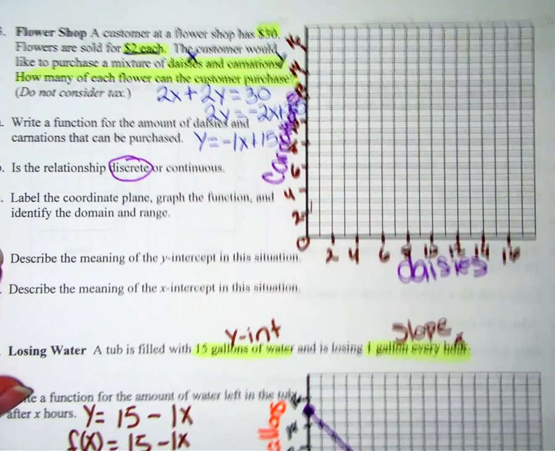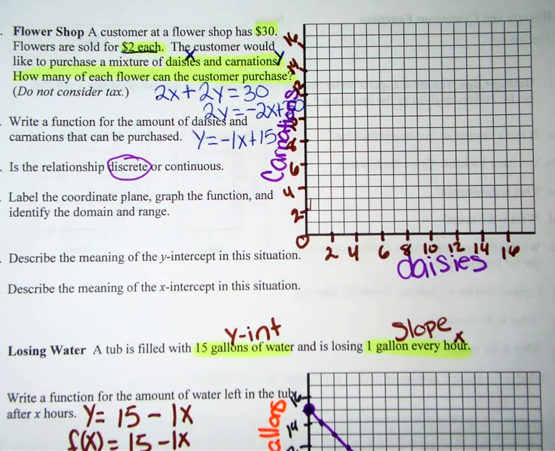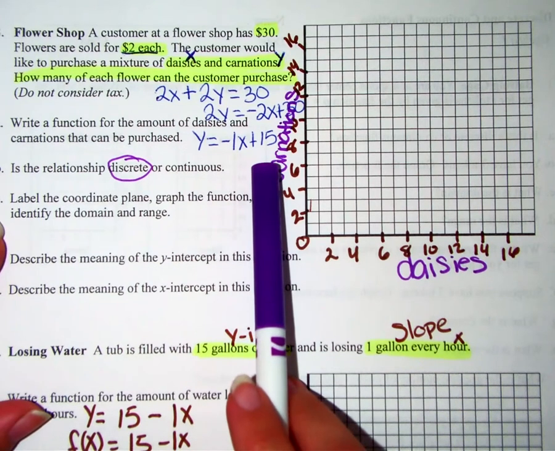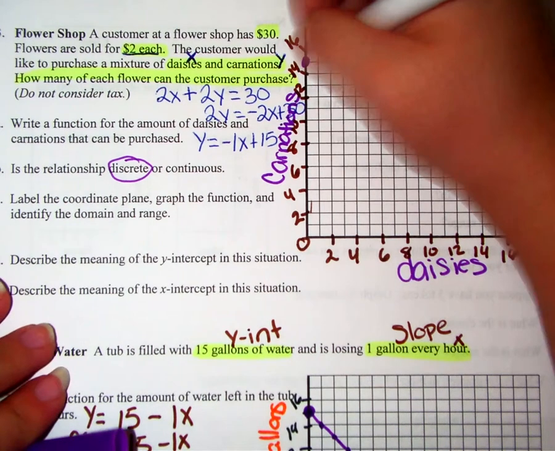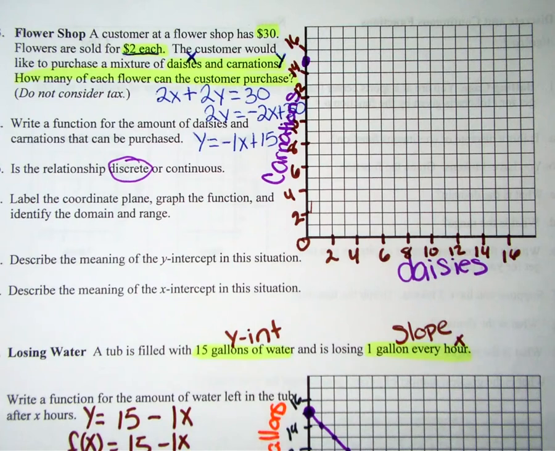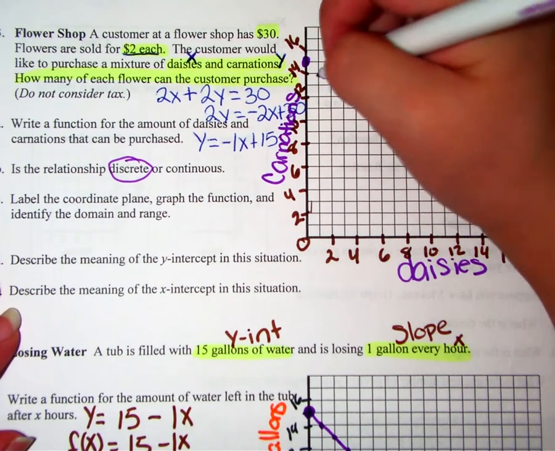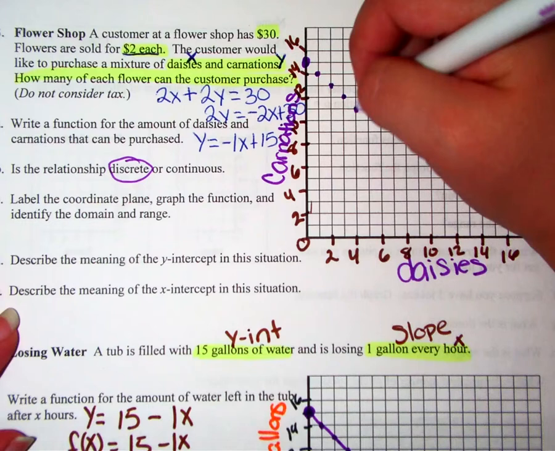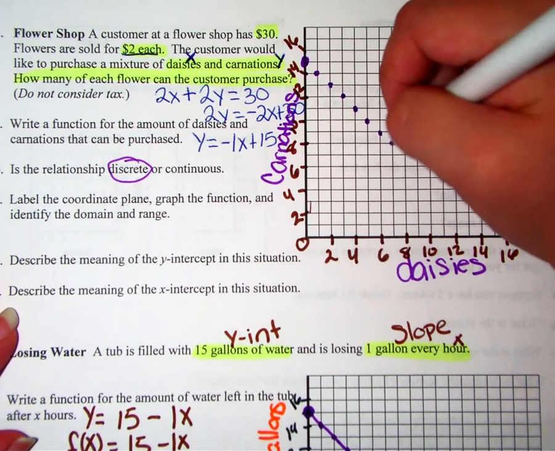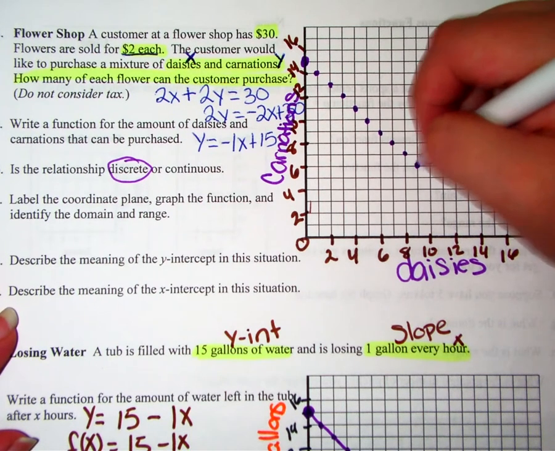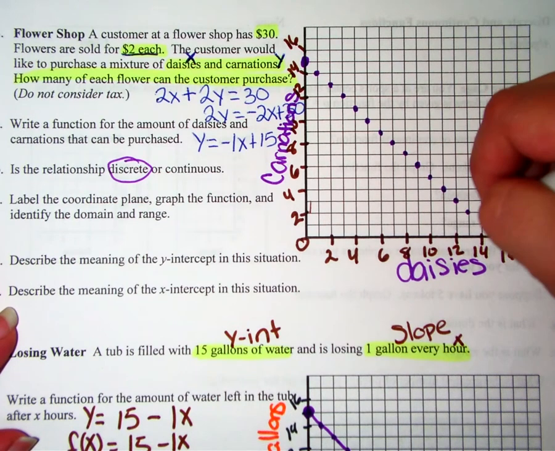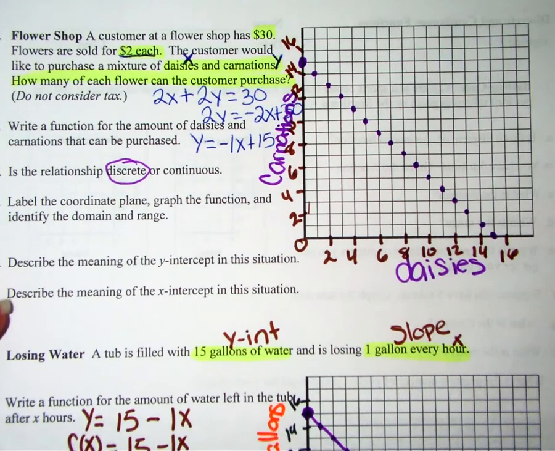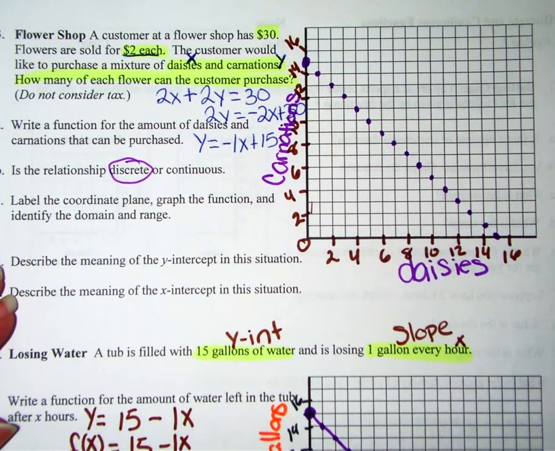So I have that. So now if I want to graph this, what I need to do is plot my y-intercept, which is 15. So 15's right here. And then my slope is -1. So I'm going to go down 1 and to the right 1. And we said this is a discrete relationship, so do I need to connect these dots? No, I do not. Good. So there's my graph, and I'm done.